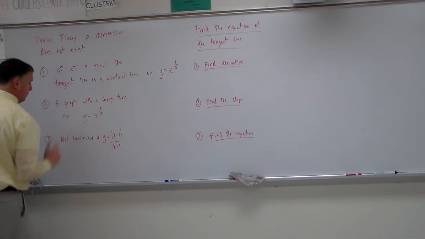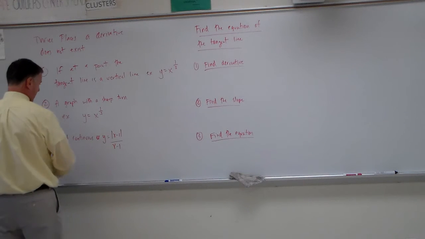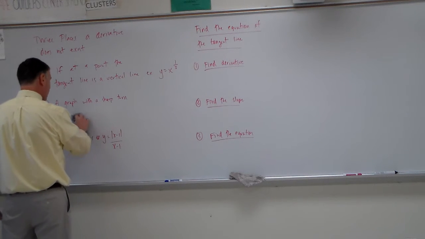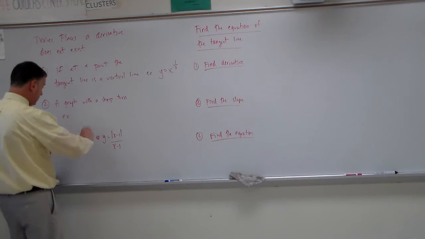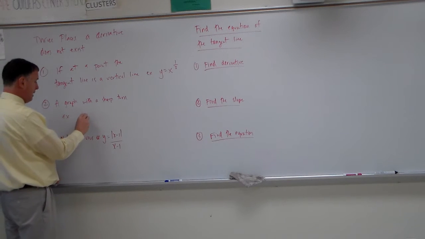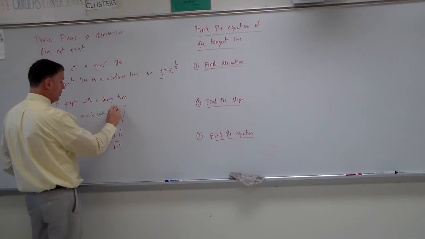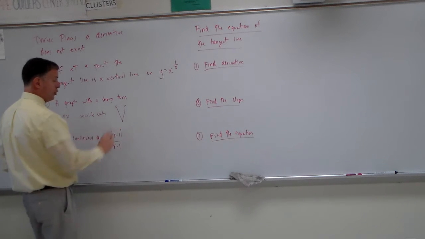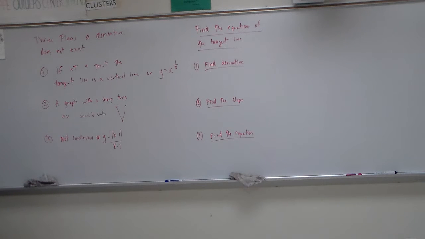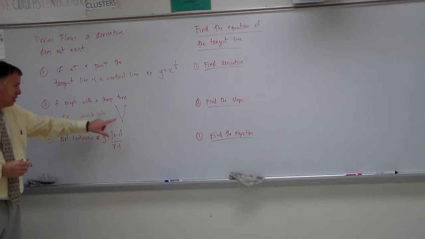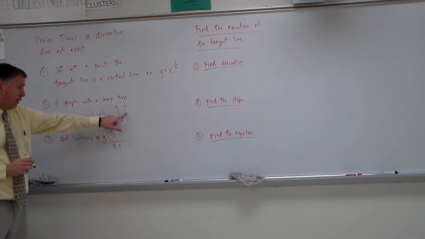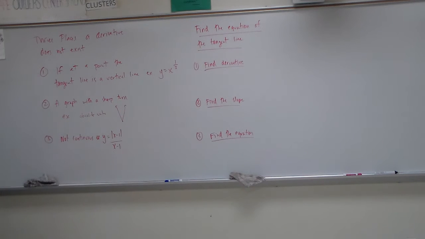Two, a graph with a sharp turn. Example, absolute value. If you have an absolute value graph, that's considered a sharp turn. There is no derivative there at that point. You might be able to find one here, and you might be able to find one here, but at that point, no derivative.